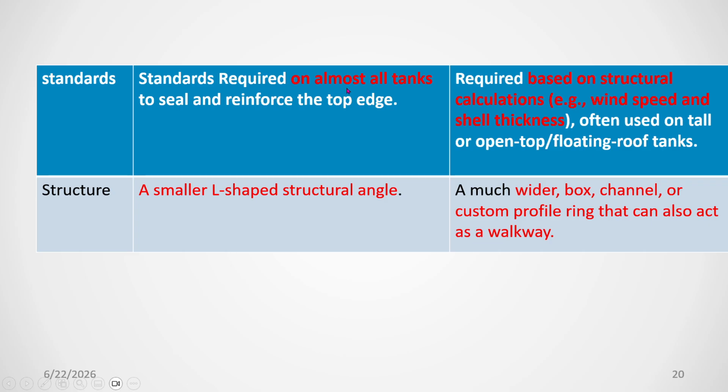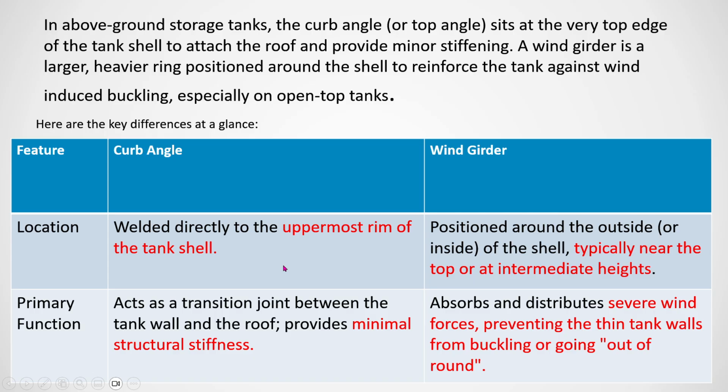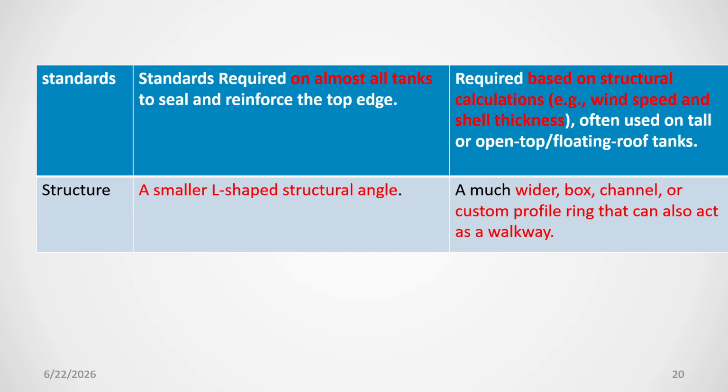And the curb angle is required on almost all tanks, but the wind girder is required on the top of floating roof tanks; particularly in the floating roof type of tank it is a must, and on other tanks it depends on your requirement. The curb is made of a simple L-shape structural angle, but here it is made of C channels or box sections, bigger than the L shape, and much more size than the curb angle.